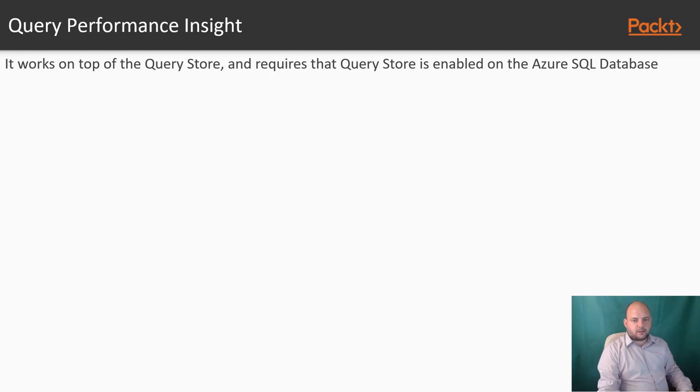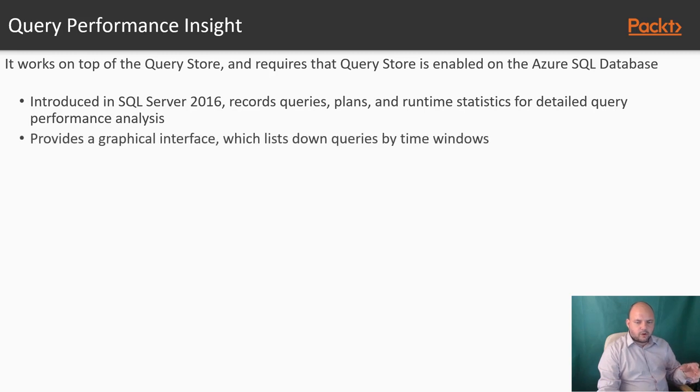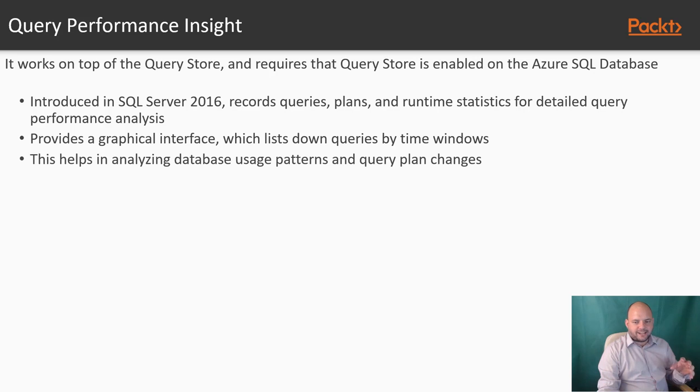Query Performance Insight works on top of Query Store, and it's enabled on our Azure SQL database. But it does require that Query Store be enabled on our Azure SQL database. Query Store was introduced in SQL Server 2016. It records queries, plans, and runtime statistics for detailed query performance analysis. Now, with an on-premises SQL Server, Query Store will give you a graphical interface which lists queries by time window. This can help in analyzing database usage patterns and query plan changes.